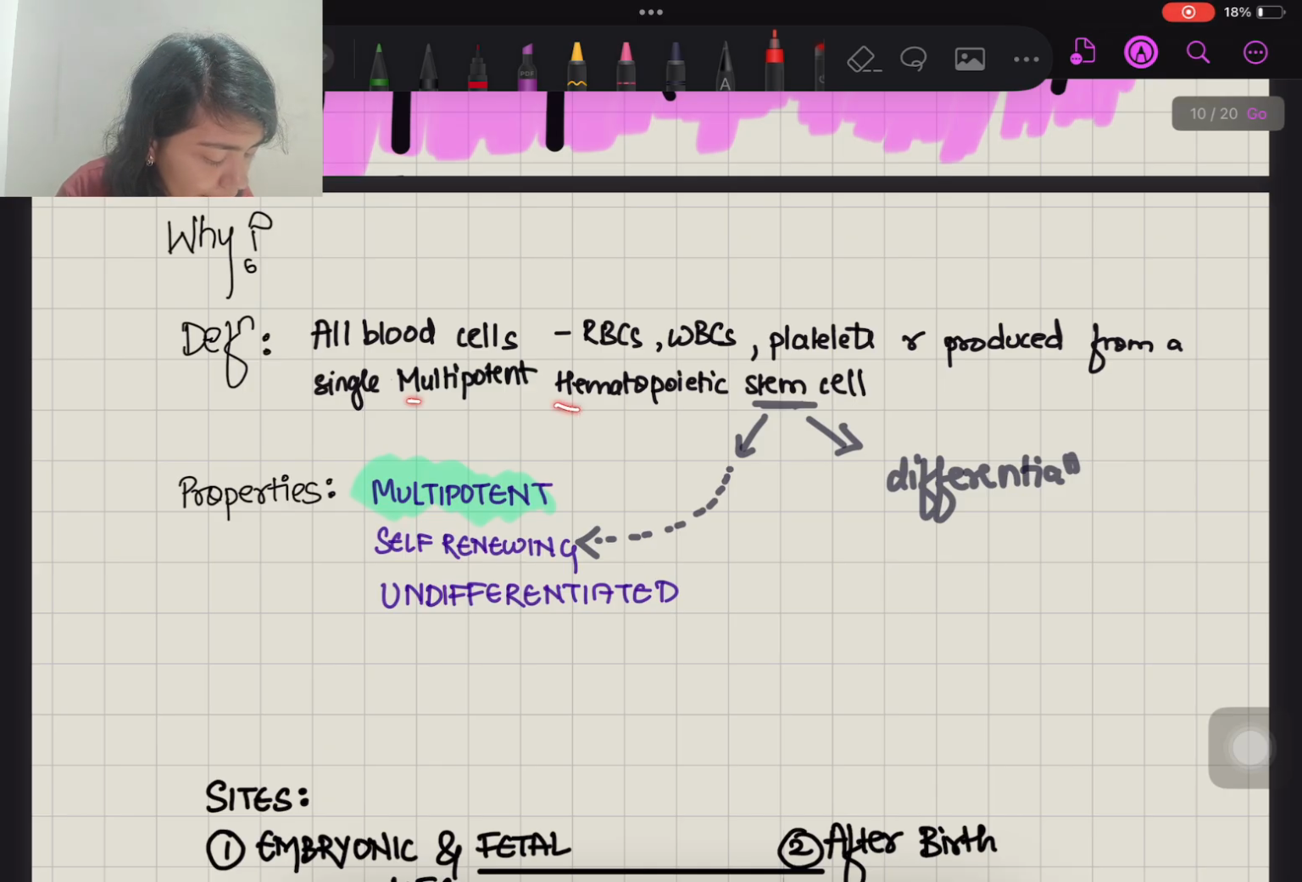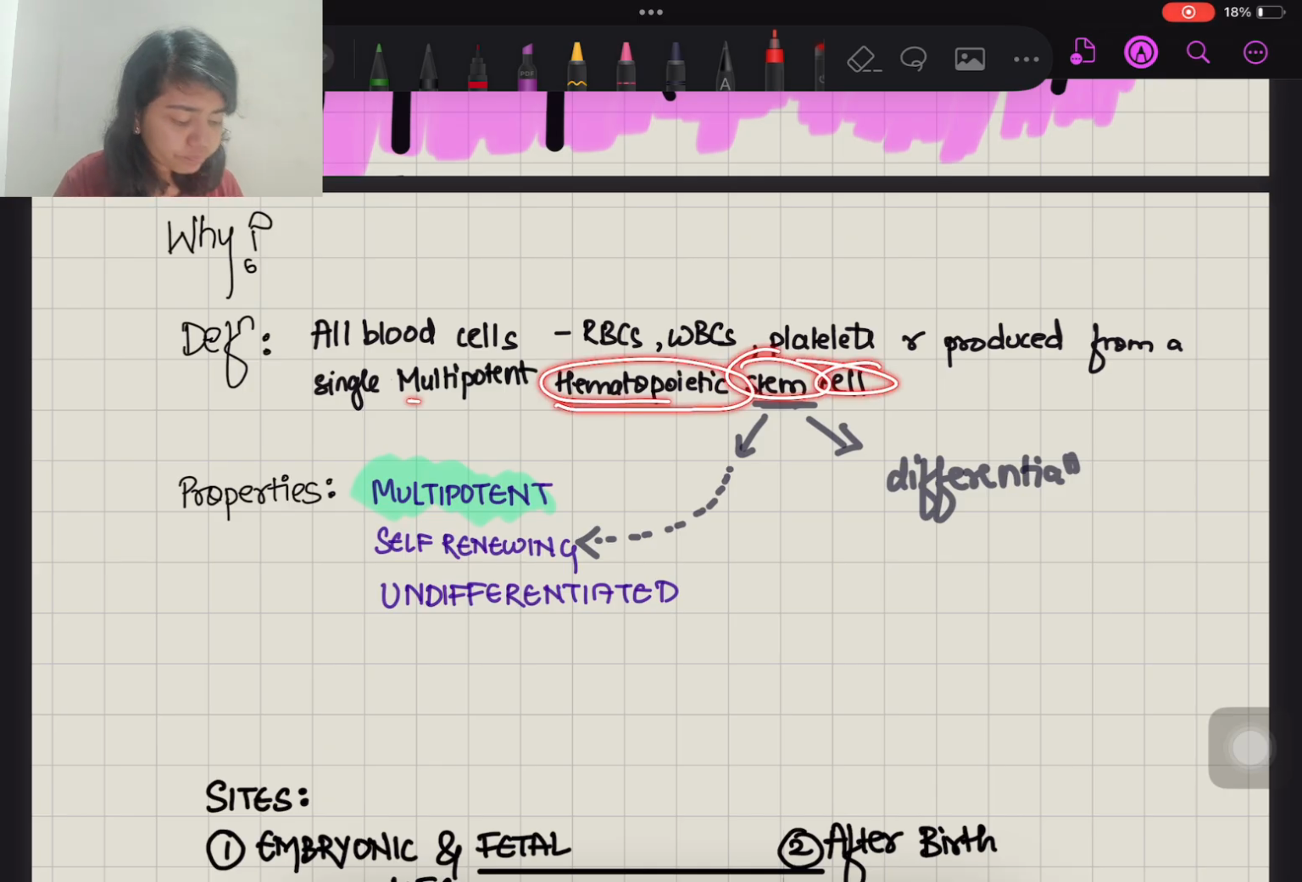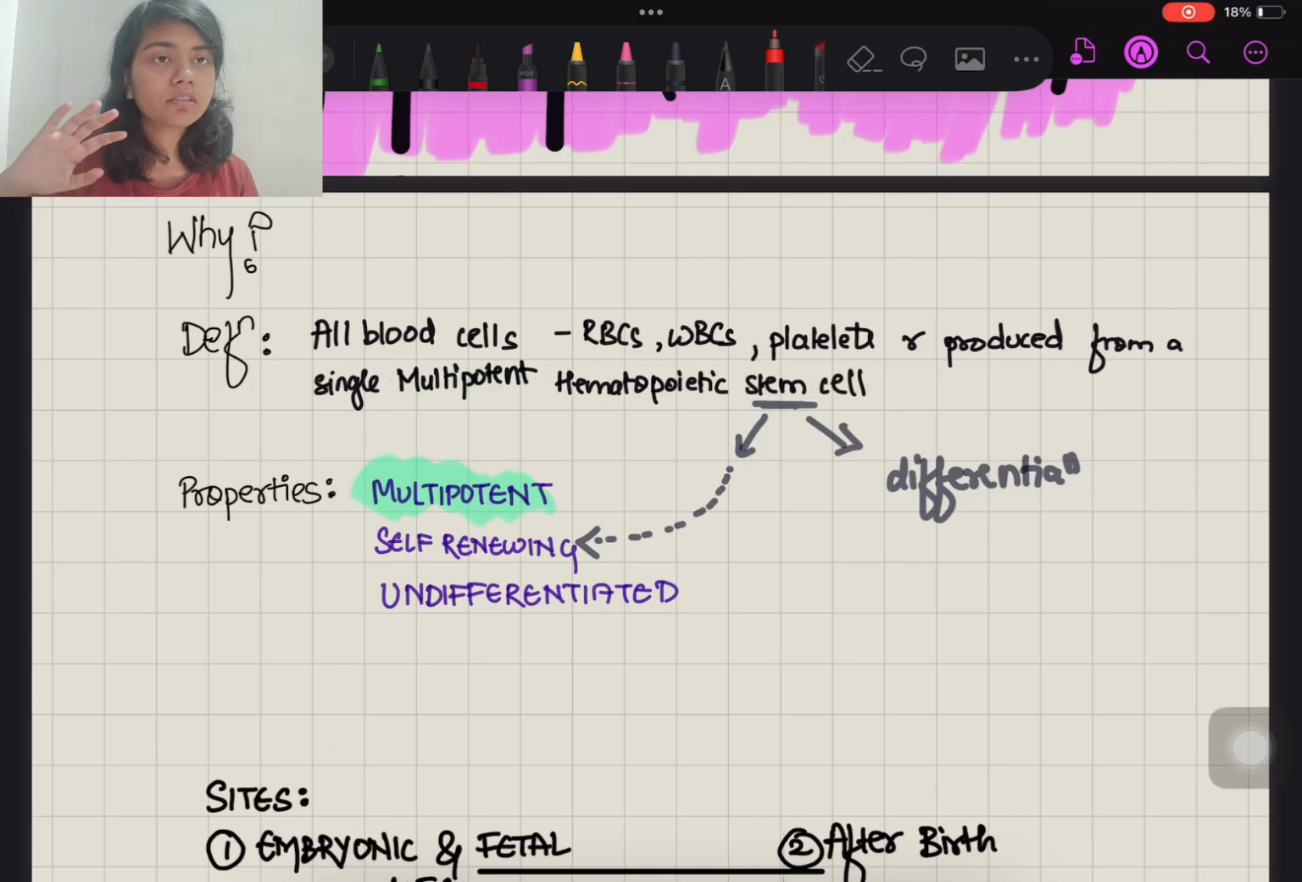Now, what are the properties of the hematopoietic stem cell? First of all, it is multipotent. Now multipotent, what does it mean? Multi means many, okay? So it is going to synthesize many cells associated with a particular system. In this case it is blood, no? So it will synthesize many cells associated with blood. It is different from totipotent and pluripotent.